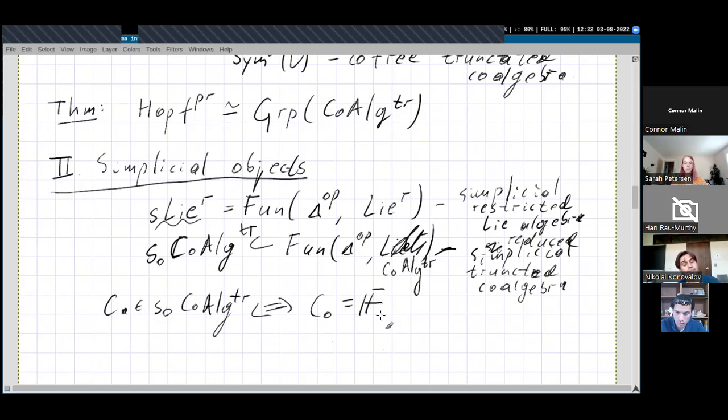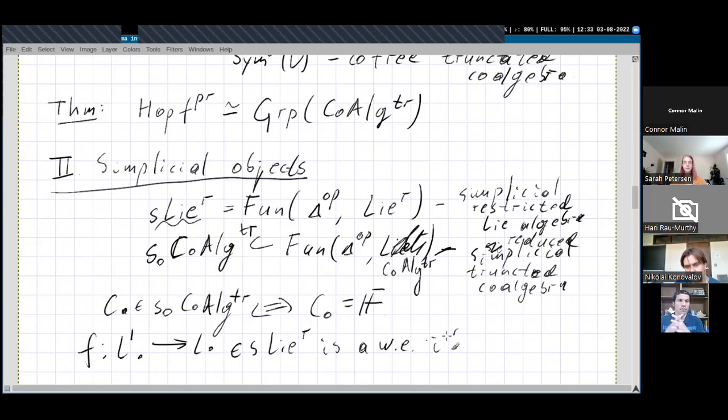So I consider two such categories. Both of these categories are endowed with notions of equivalence, right? So I can say that the map F here is a weak equivalence if the star of F is an isomorphism. And the same for the other map.